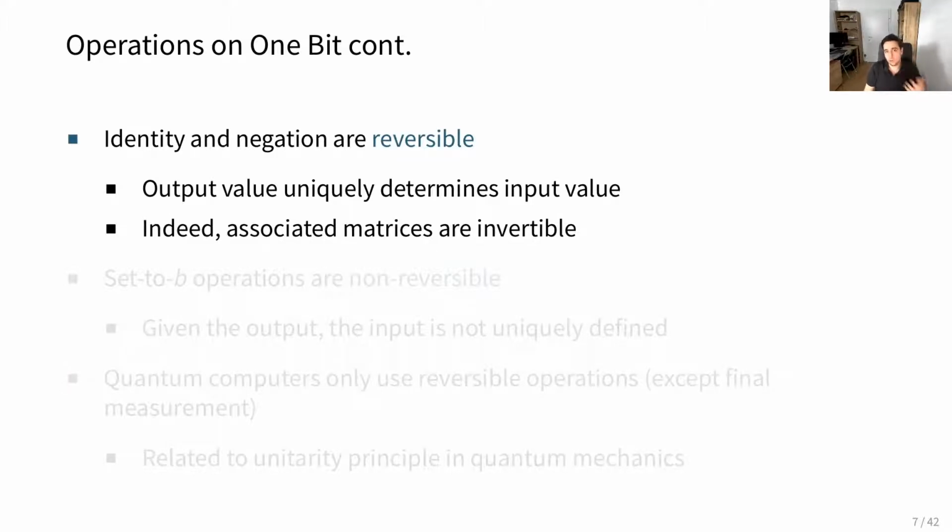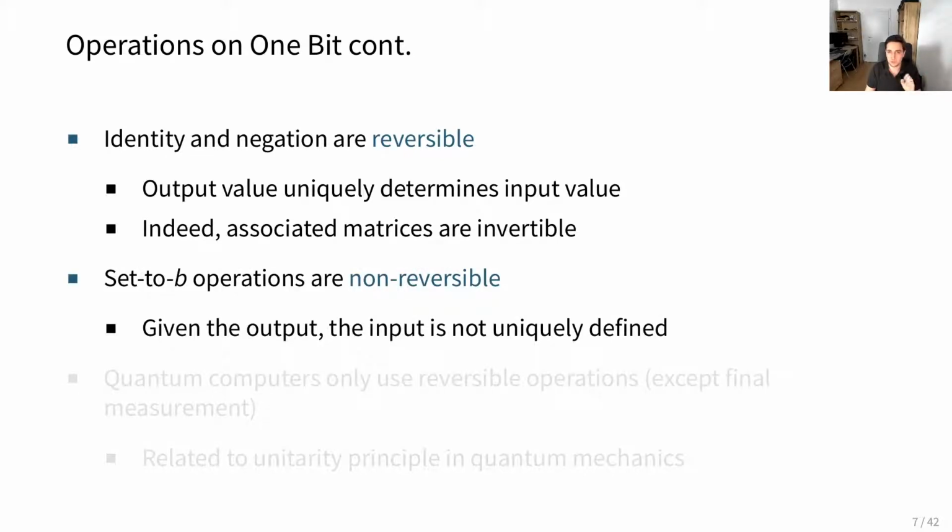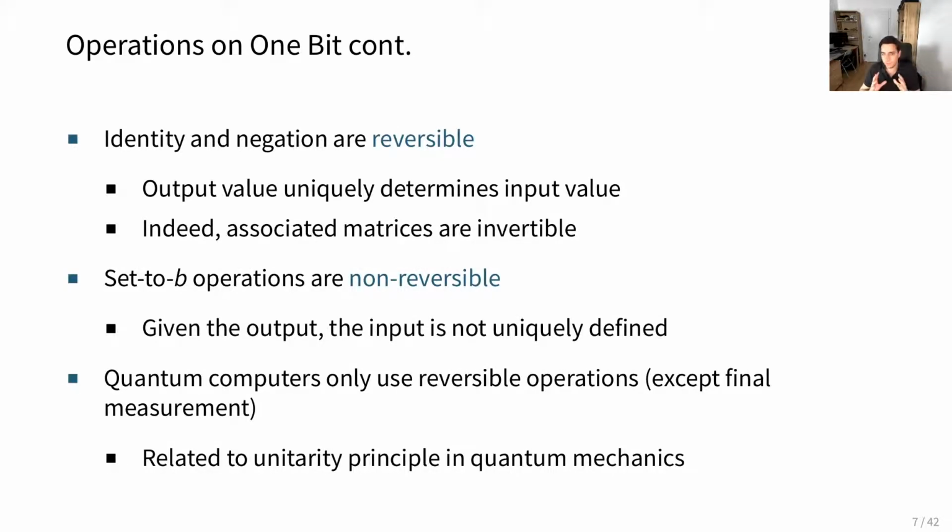Okay, so we have two functions, identity and negation, which are reversible, and another two functions which are non-reversible. How does this relate to quantum? This is the first time the word quantum is mentioned. Well, this is actually one of the biggest distinctions between quantum computers and classical computers, and this is a very, very crucial difference. Namely, on quantum computers, we can only use reversible operations, except for the final measurement. I will come to that later, what this means on a high level. But essentially, in quantum computers, we can only use reversible operations.